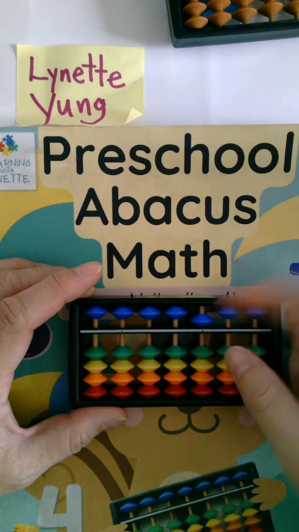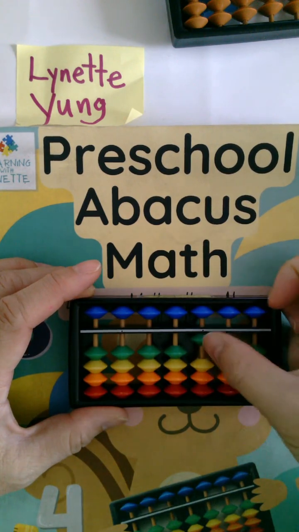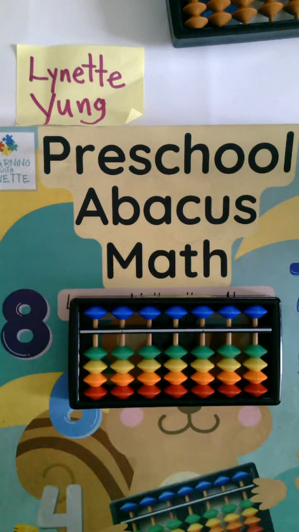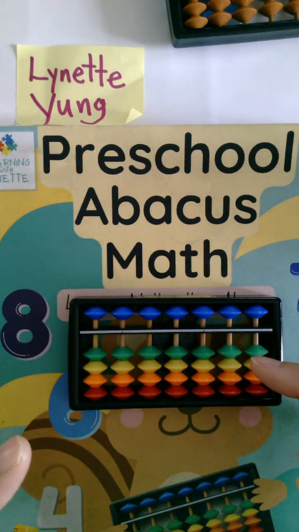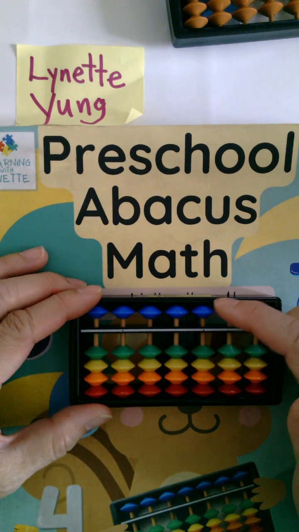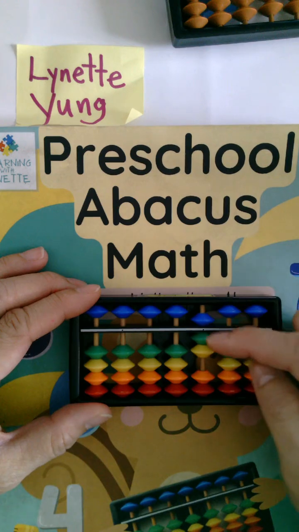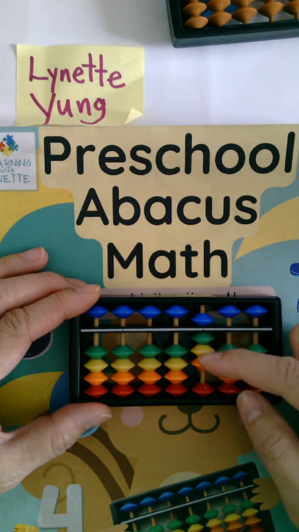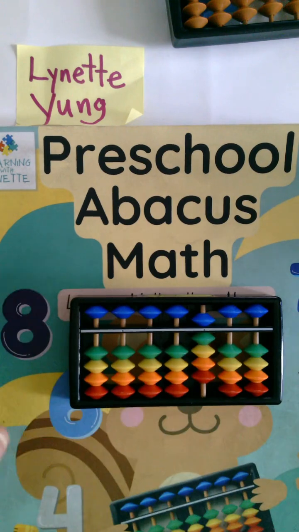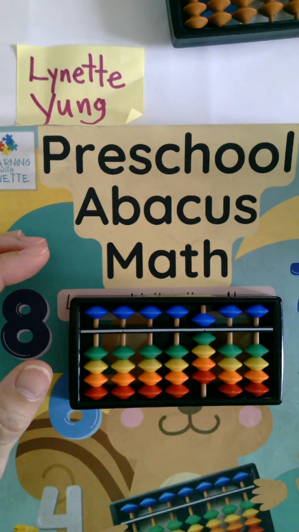So I have 5 and then 6. How do I know? Because this is 1, 2, 3, 4. So it's simple to use, easy to understand. So I have 5 and then I have 6 and I have 7. So I have 5, 6, 7, 8, and then 9. What we're going to do is learn how to count on the abacus first, and then we will go into adding, subtracting, multiplication, and division.